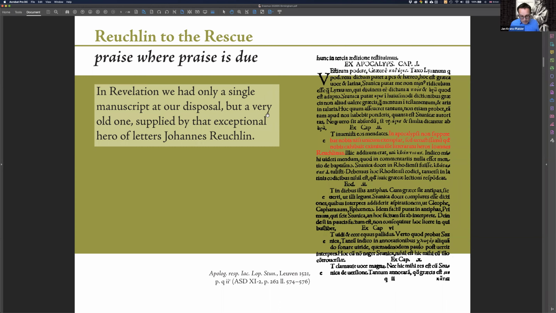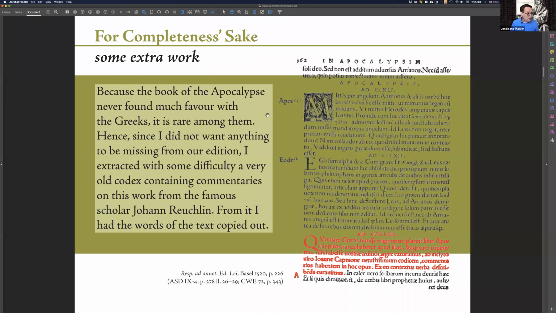In 1520, in a later apology against Lee, he wrote: because the book of the Apocalypse never found much favor with the Greeks, it is rare among them. Hence, since I did not want anything to be missing from our edition, I extracted with some difficulty a very old codex containing commentaries on this work from the famous scholar Johann Reuchlin. The codex, not the commentaries, of course. From it, I had the words of the text copied out.